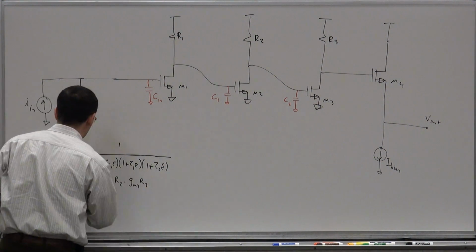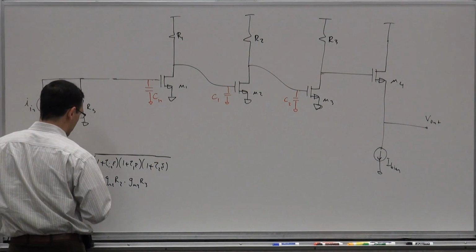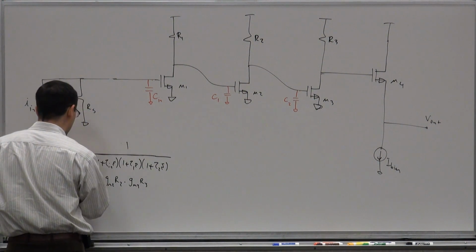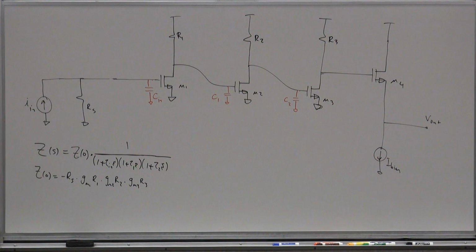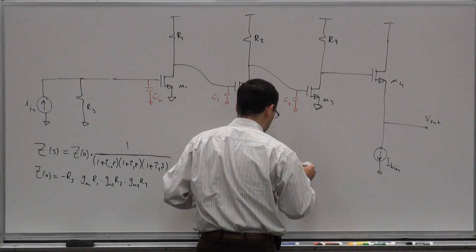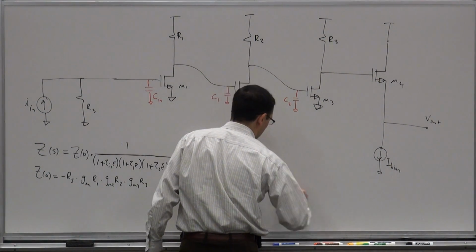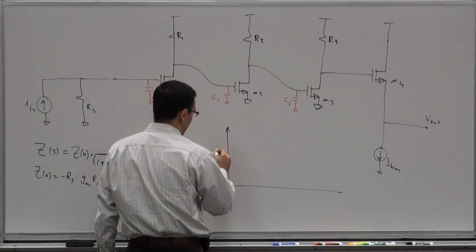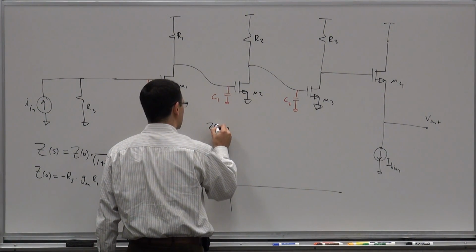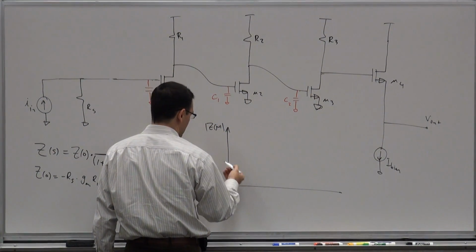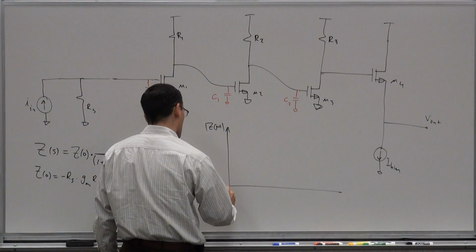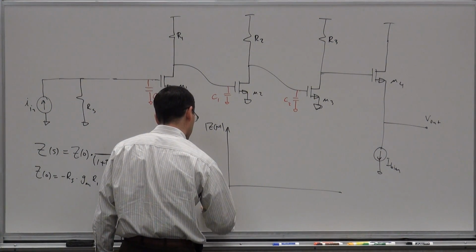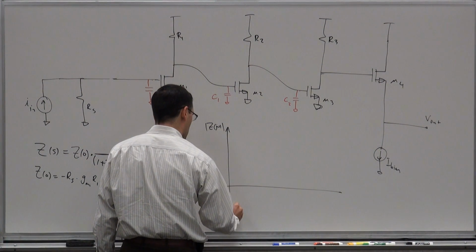So I can just be more compact. Alright, so fine. If I look at the transfer function of this thing, it has 3 poles, 3 left half-plane poles, no zeros. So what do I expect to see in the Bode plot of this thing? This is basically the magnitude and phase of Z, which is the transfer function, because it's an impedance. So what do you see?